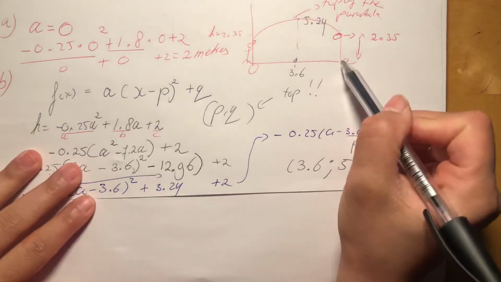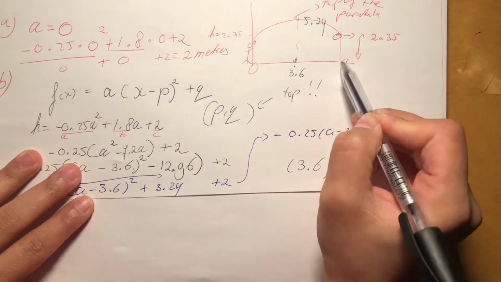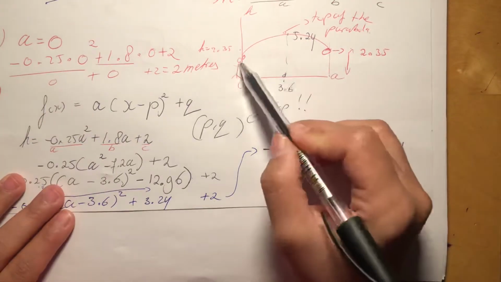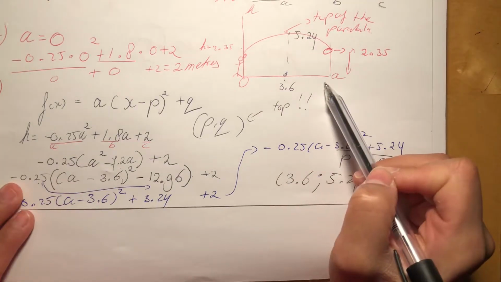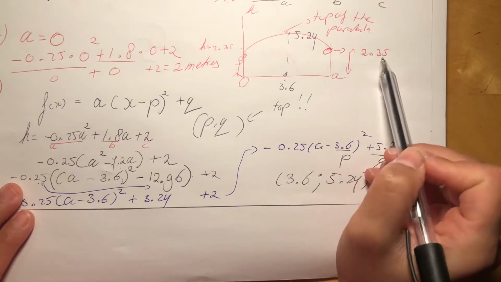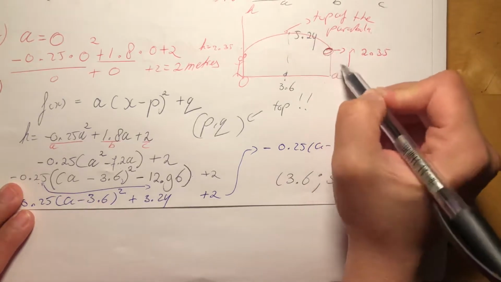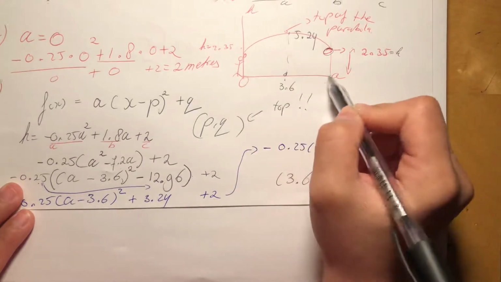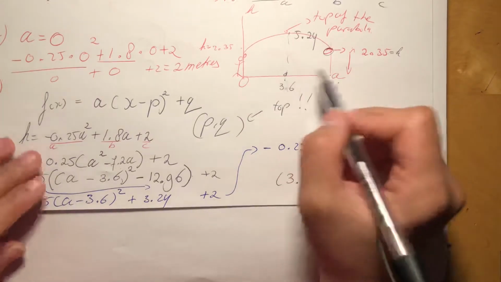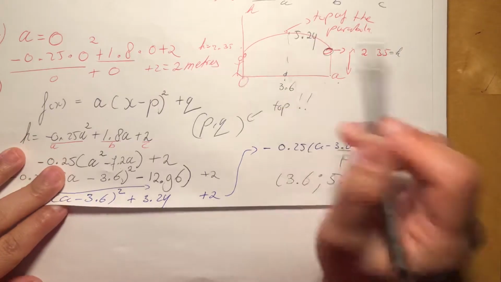How far is the basket? How far from the basket is Tim? So we have that sketch, and we want to know how far away he is from the basket. We know the basket height, right? It's at 2.35. But if we can calculate from the height, from the H, the A, we know how far the basket is from Tim.